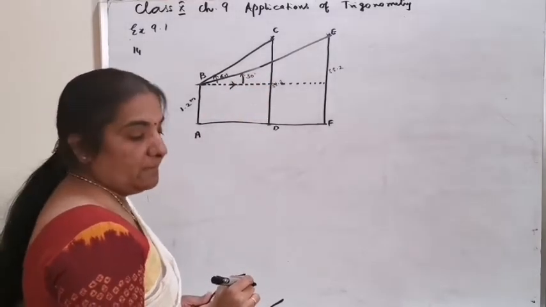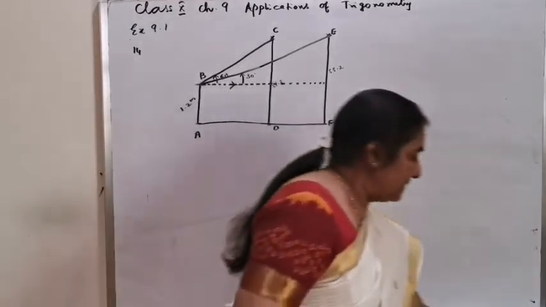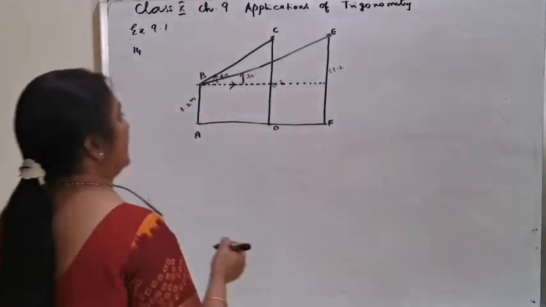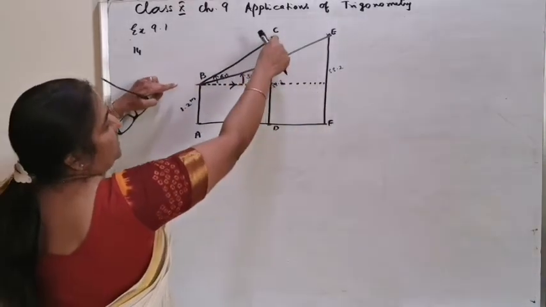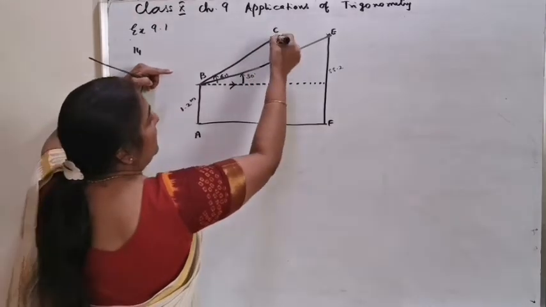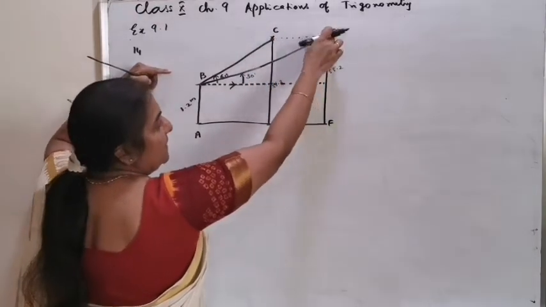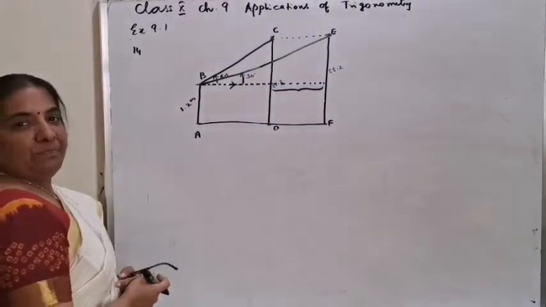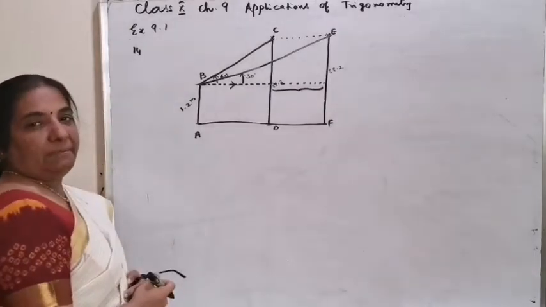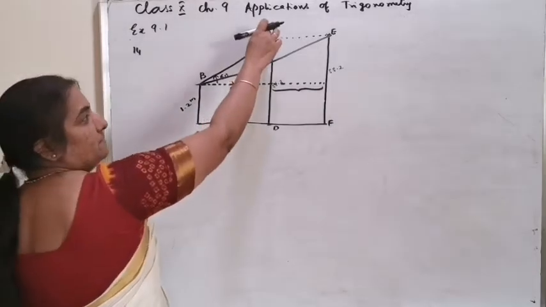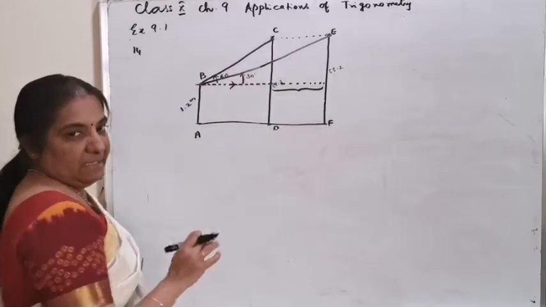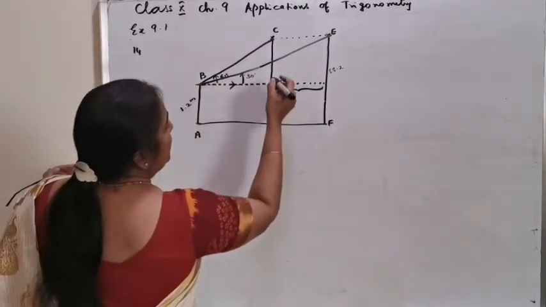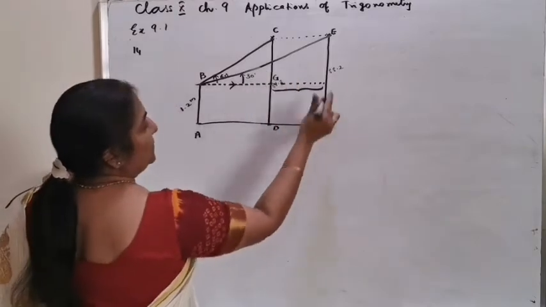And now they are asking you, find the distance travelled by the balloon during this period. That means the first position was C. Now the balloon has moved to the position E. So whatever be the length here, that will give you the distance moved by the balloon from the position C to E. Here AB is equal to DG is equal to FH.